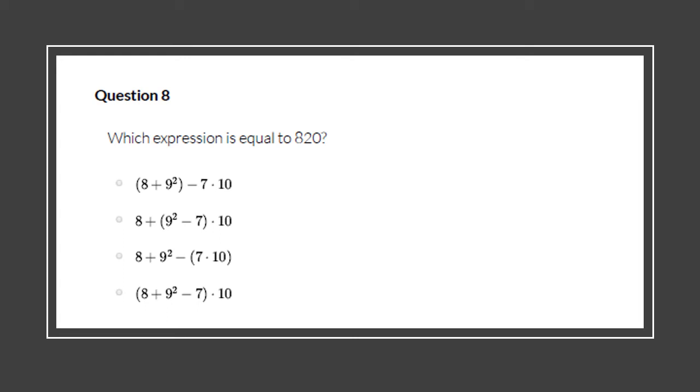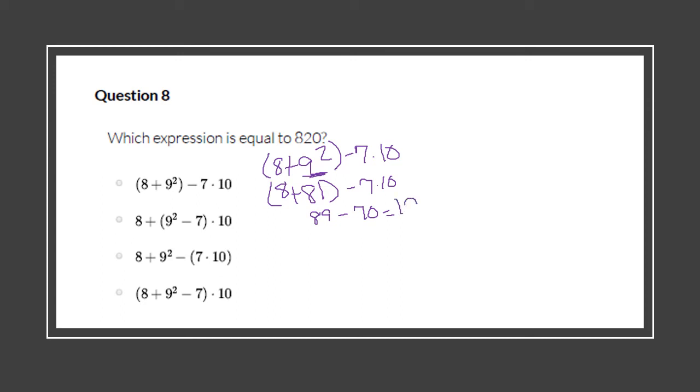Which expression is equal to 820? So we're going to start with the first one. 8 plus 9 squared minus 7 times 10. So you're going to do the exponents first. 8 plus 81 is 89, minus 7 times 10 is 70. When I subtract, I get 19, so that's not going to be my answer.